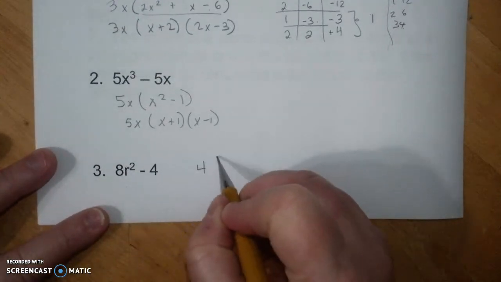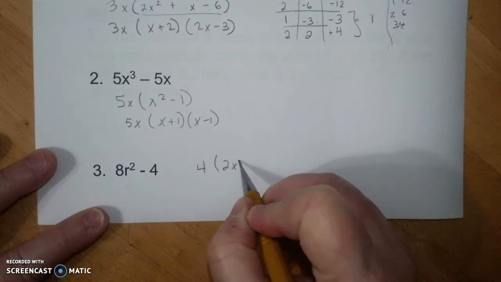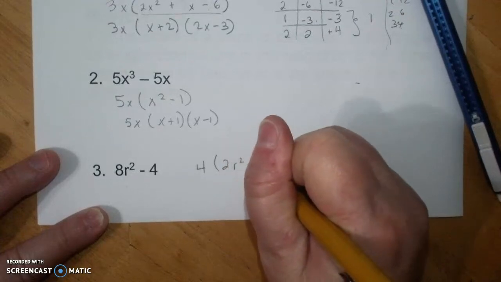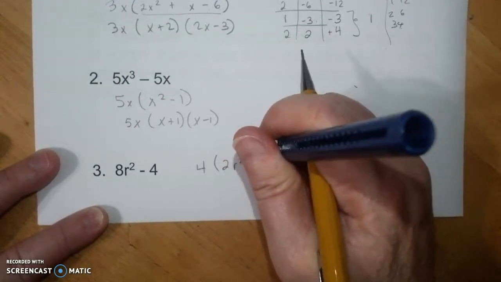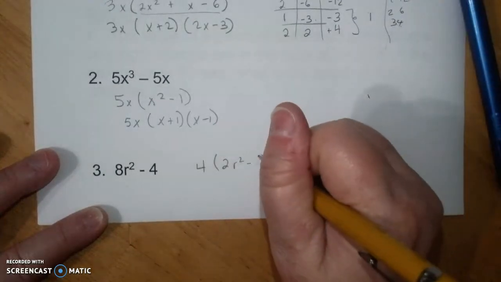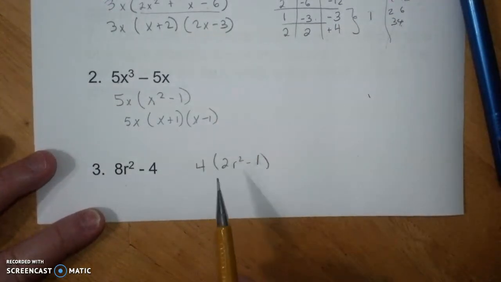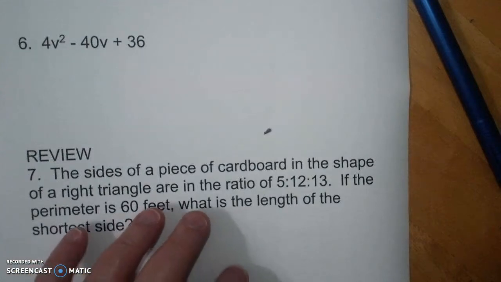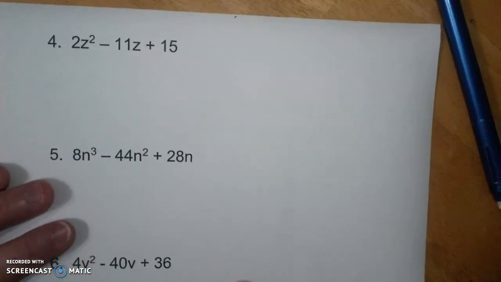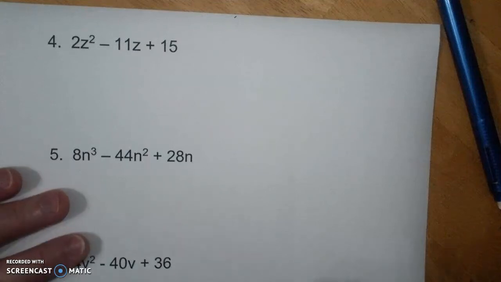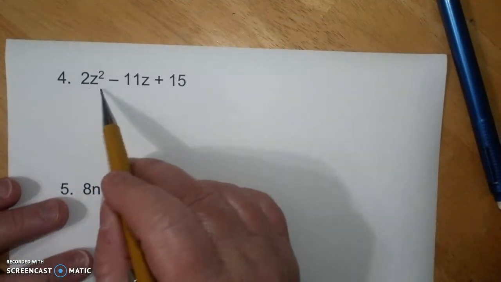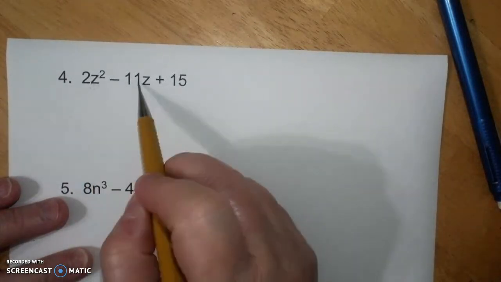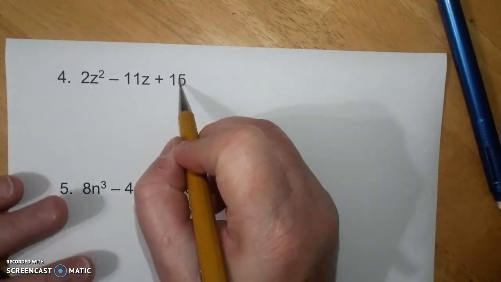Take a 4 out, 4 times 2r squared, sorry, 2r squared minus 2, minus 1. That's a square. That is not a perfect square. It stays like that. 11 and 15, nothing is divisible. That's prime, that's got a 3 and a 5. That's not a perfect square.